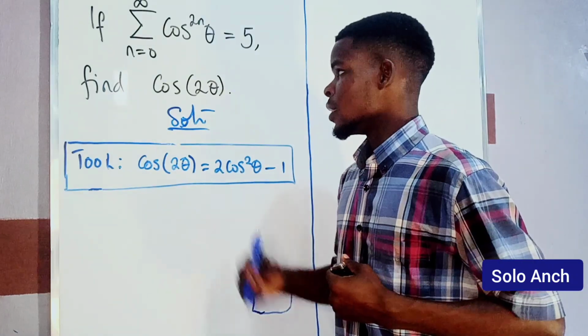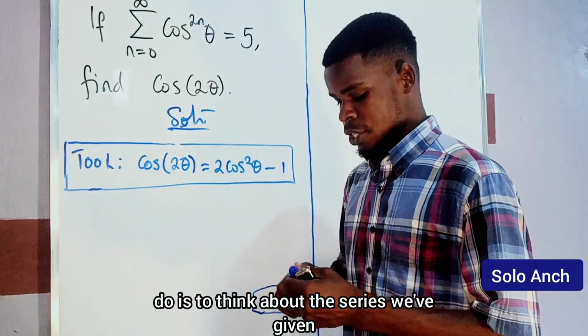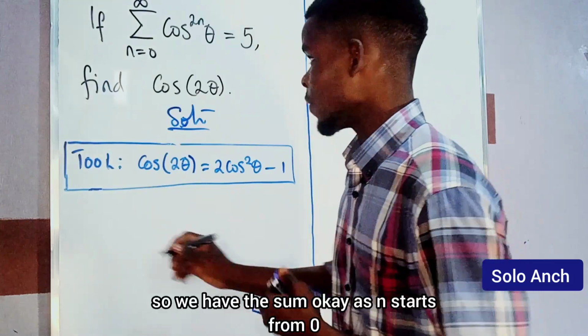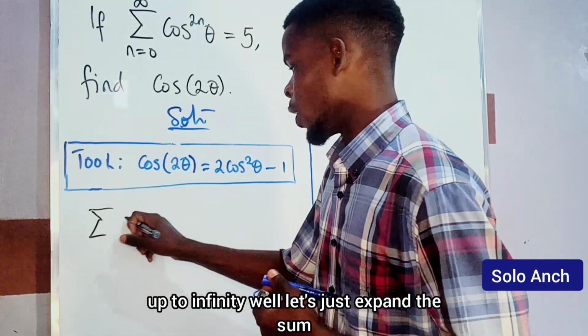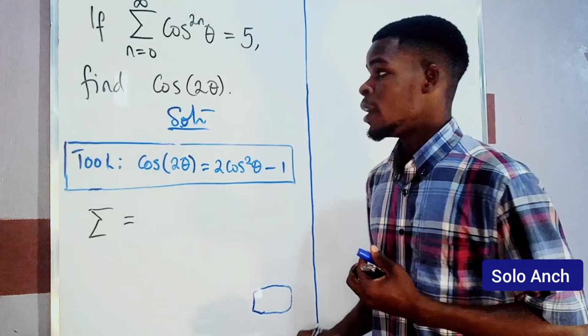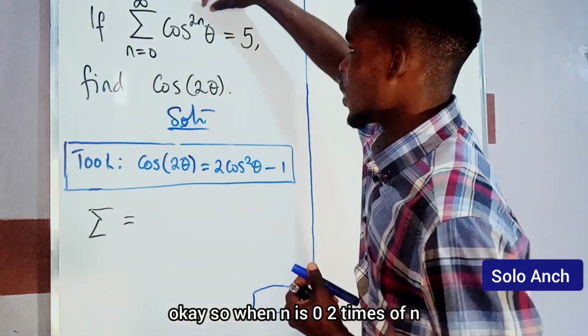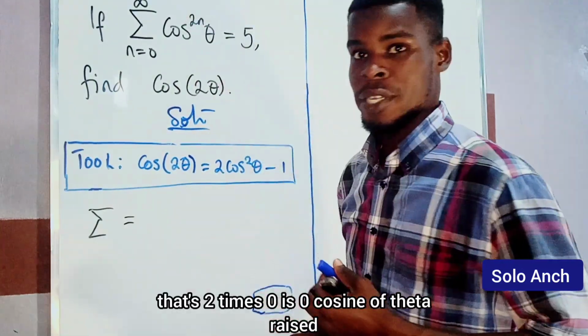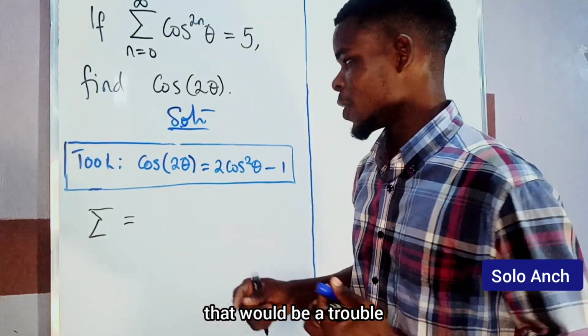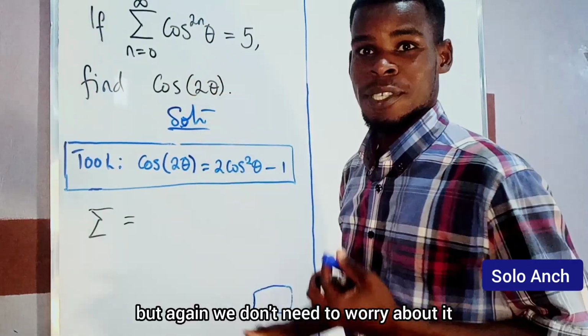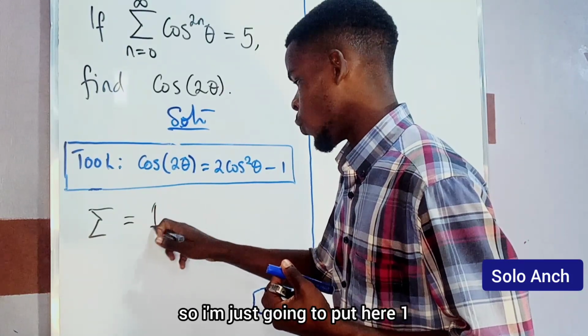That's nice. Then the next thing we'll do is to think about the series we're given. So we have the sum, okay, as n starts from 0 up to infinity. Well, let's just expand the sum. Okay, so when n is 0, 2 times n, that is 2 times 0 is 0, cosine of theta raised to the power of 0. Well, that would be a trouble if cosine of theta is 0. But again, we don't need to worry about it, so I'm just going to put here 1.